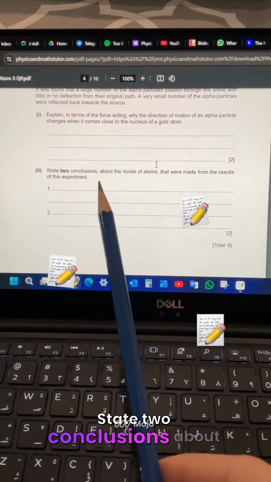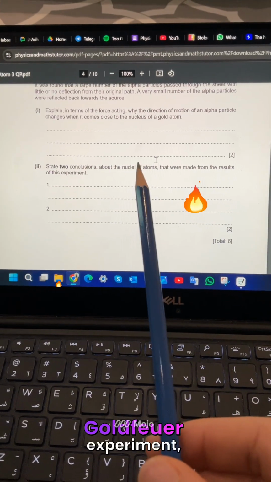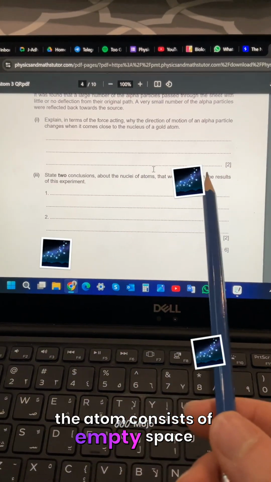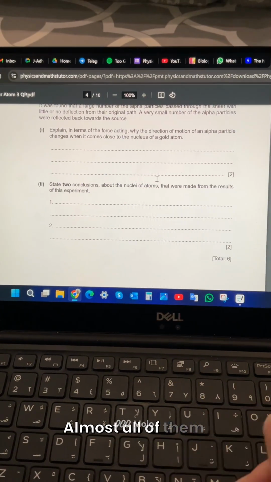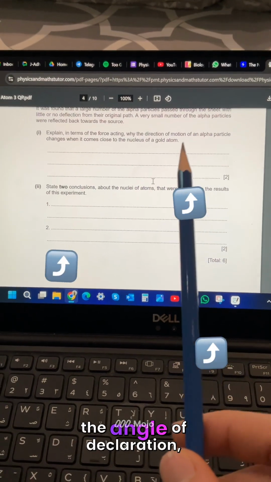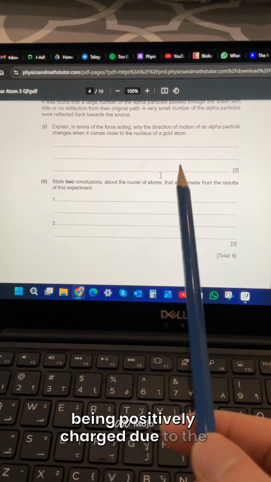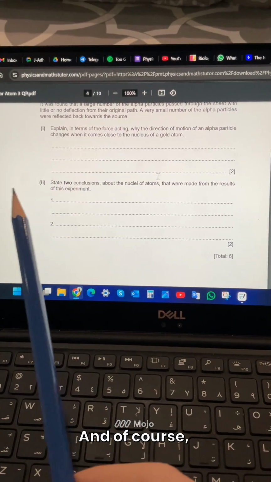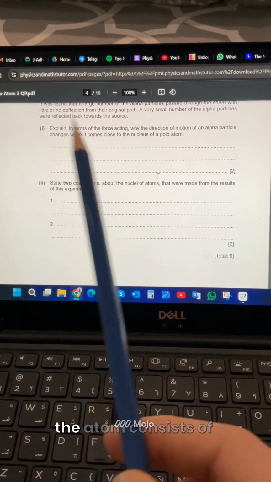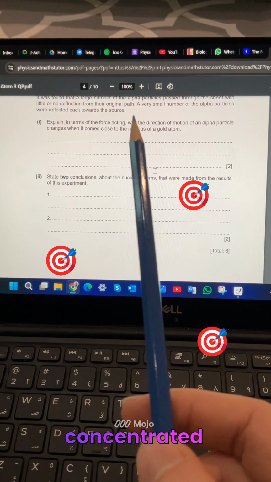State 2 conclusions about the nuclei of atoms that were made from the results of this experiment. Of course, the gold foil experiment, Ernest Rutherford's experiment, he had 3 conclusions. The first one was that most of the atom consists of empty space, because almost all the alpha particles pass through. For the alpha particles that deflected at an angle, this is due to the atomic nucleus being positively charged due to the positive protons. And some of the alpha particles bouncing back from the nucleus means the atom consists of a heavy, dense nucleus at the center of the atom where the mass of the atom is concentrated. So it's 2 marks.